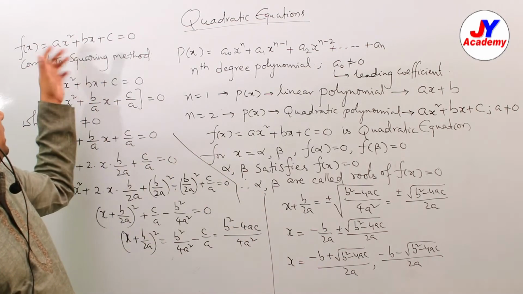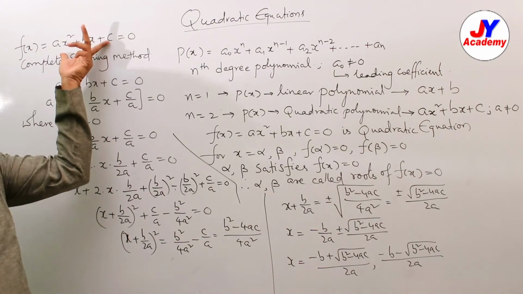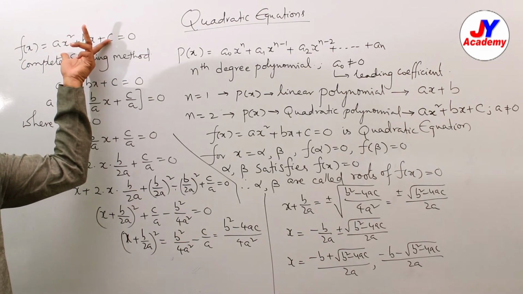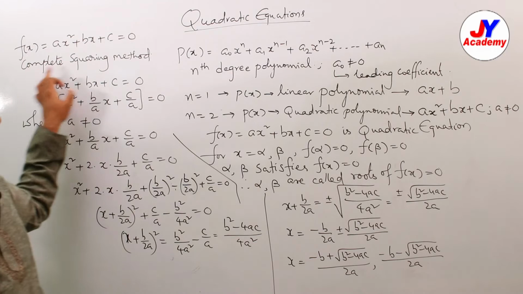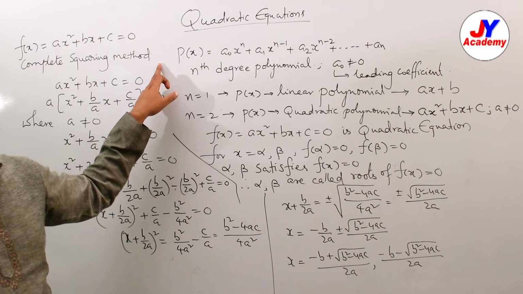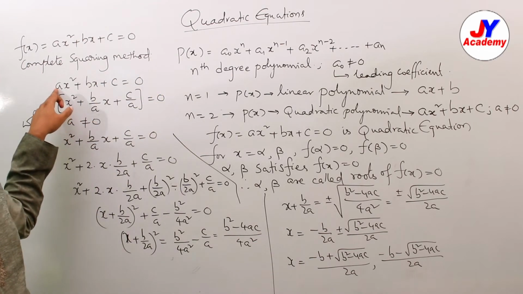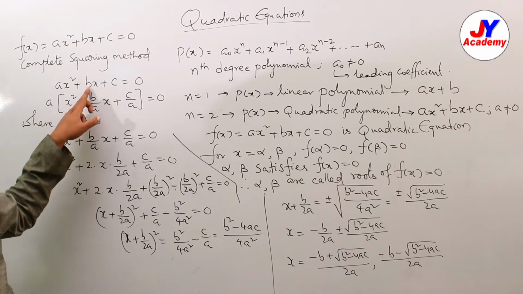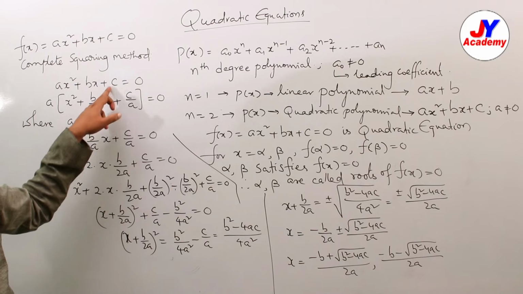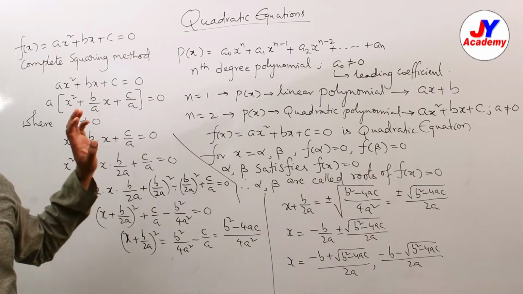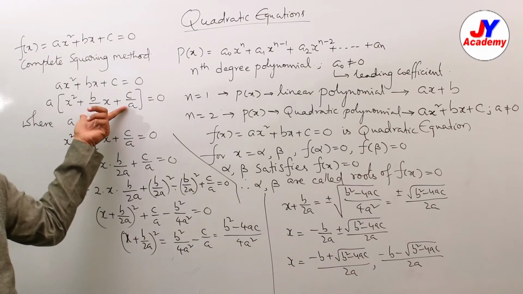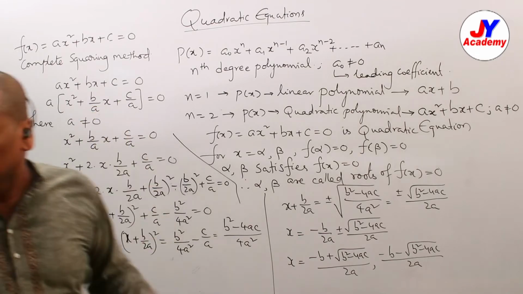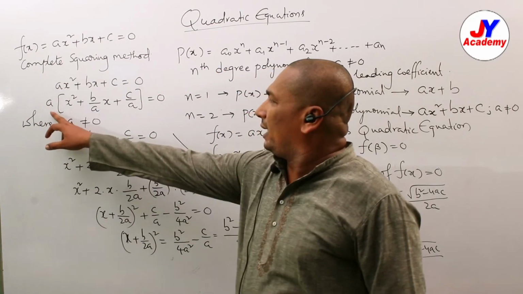So first we have to take the quadratic equation ax square plus bx plus c equal to 0, and then by using the complete squaring method take out a as common, then x square plus b by a x plus c by a equal to 0. The product of a and this bracket is 0.